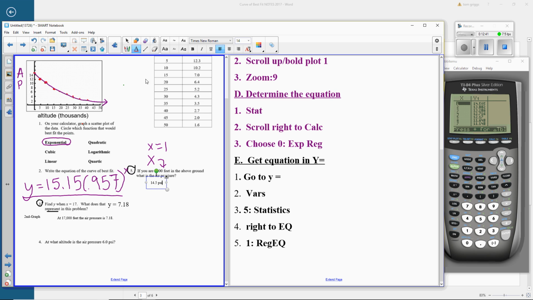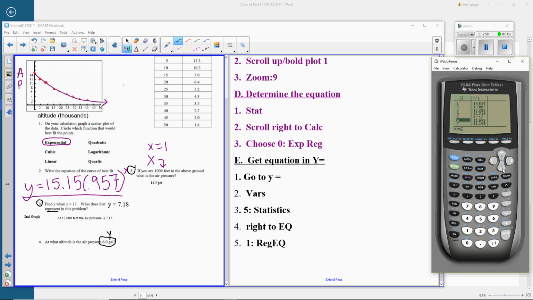And then finally, number 4, we're going backwards here, so we have to kind of estimate. They give us the y value of 6. We want to find the x value that makes this true. So we kind of have to scroll. It looks like the y value is decreasing as the x value is getting bigger. So we're going to keep scrolling down until this number gets right around 6. And it looks like right about 21, maybe a little bit more than 21. But we're just going to round to the nearest whole number and say 21,000 feet.